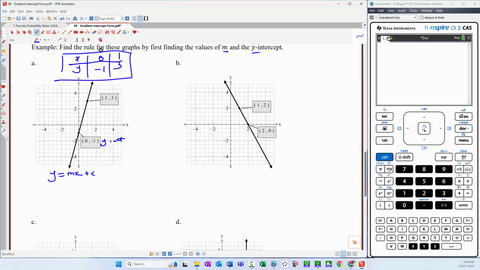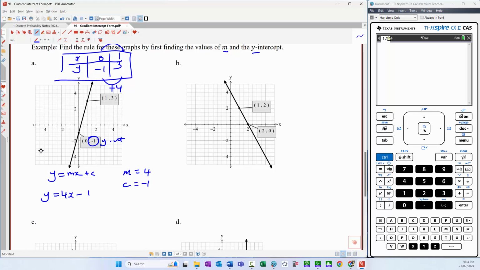Now it's really convenient that I can see as x increases by 1, the y values go up by 4. So I know that the gradient, m, has got to be 4. Now the y-intercept, I can see is c equals -1. So I can see that that is going to be where it goes through the y-axis. So let's write our rule. Y equals 4x, take away 1.